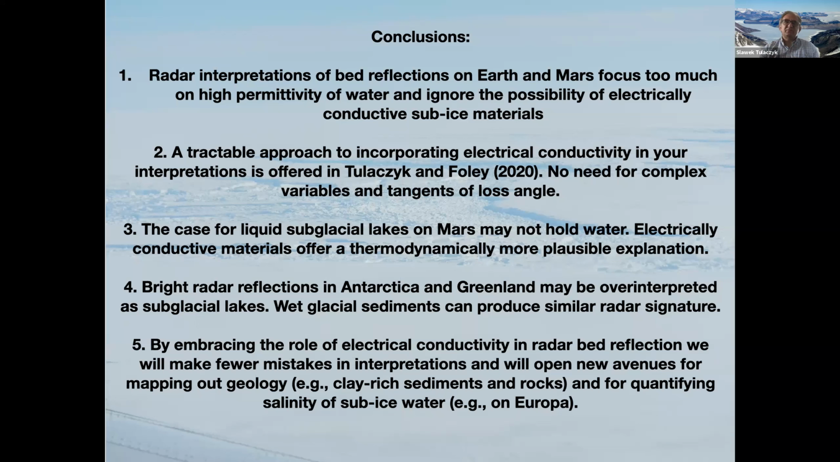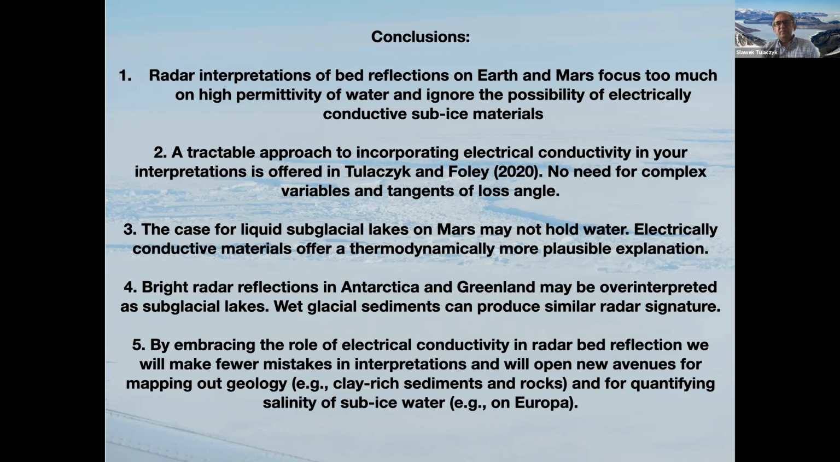There's no need for complex variables, no need for abstract and rarely measured by geoscientists quantities like tangents of loss angle. Yeah, the case for liquid subglacial lakes on Mars, I think, has been weakened by the several papers that have just been published in GRL. And an alternative explanation is that we're basically looking at electrically conductive materials, some of which may have zero water whatsoever, like jarosite, as a thermodynamically more plausible explanation.